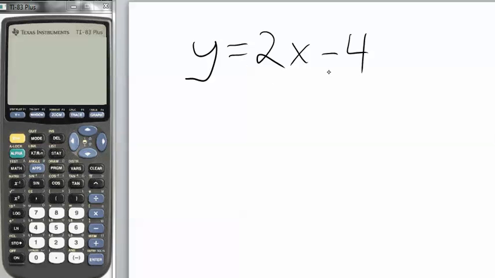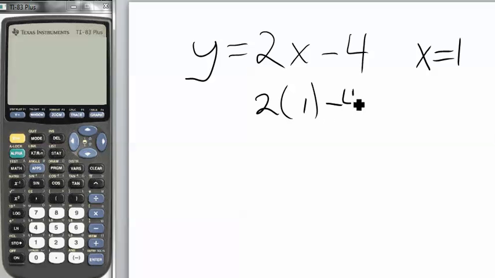If I know the input variable, if I know what x is, I want to find y. So let's say I know that x is 1. How would I find what y is? All that means is I'm going to put 1 wherever x is. Just remember that this means 2 times x. So we go 2 times 1 minus 4, and we get 2 minus 4, and 2 minus 4 is negative 2. All right, that's fine.